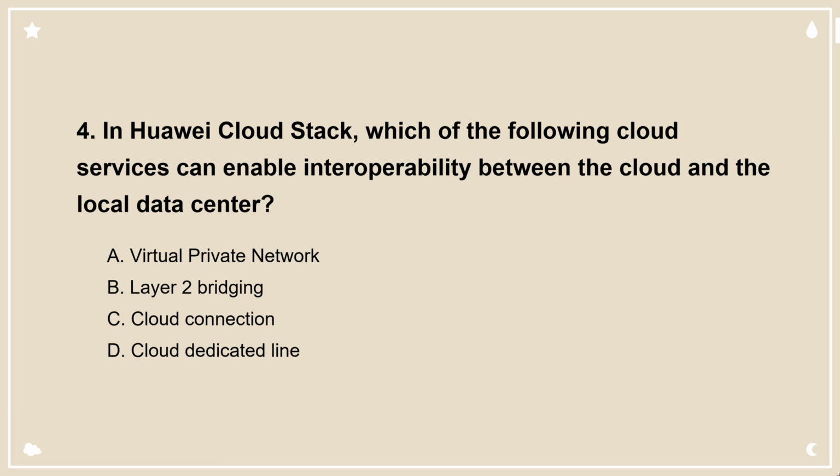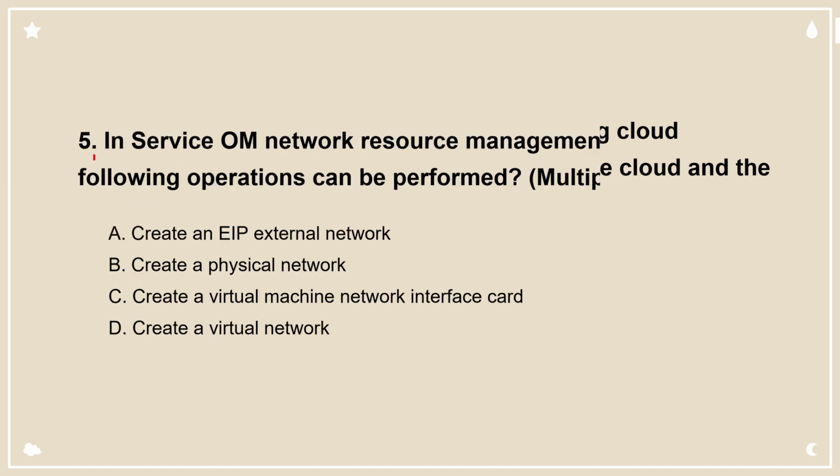So the correct answers are: VPNs allow secure connections between your data center and the cloud, while Layer 2 bridging extends your local network to the cloud. These services make it easier to integrate and manage resources across different environments.